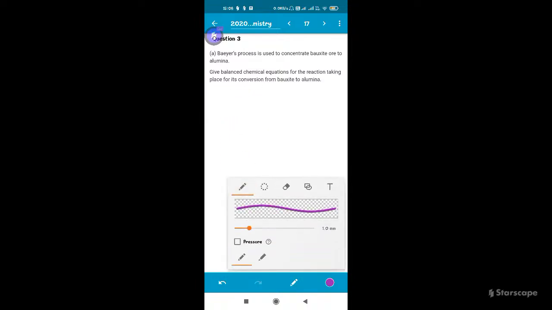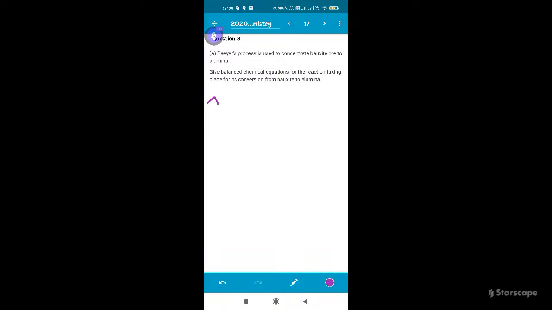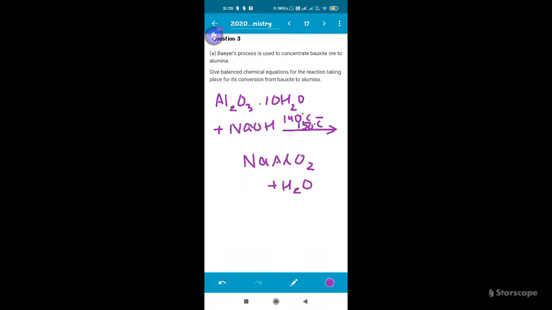So let's do it. There are 3 reactions. I am just writing the skeletal equation and you will balance it yourself. So the first step is bauxite, Al2O3.10H2O. It is treated with NaOH and a temperature of 140 to 150 degrees Celsius is applied, and as a result it is converting into NaAlO2 plus H2O. This reaction is also known to you from the chapter analytical chemistry, I guess. So NaAlO2 we are getting along with water. Now this NaAlO2 will react with water again and it will produce sodium hydroxide, NaOH, plus Al(OH)3, aluminium hydroxide.